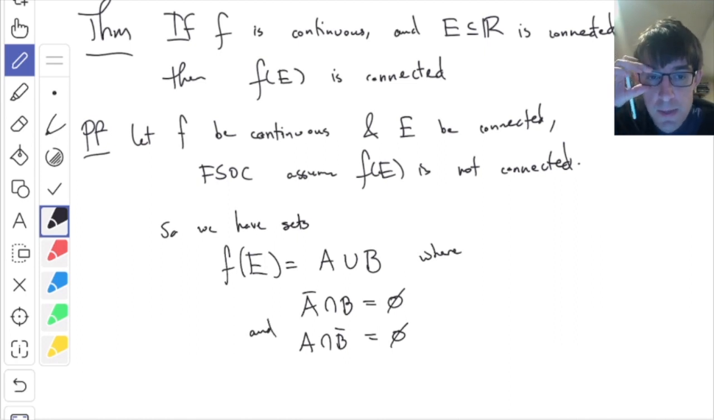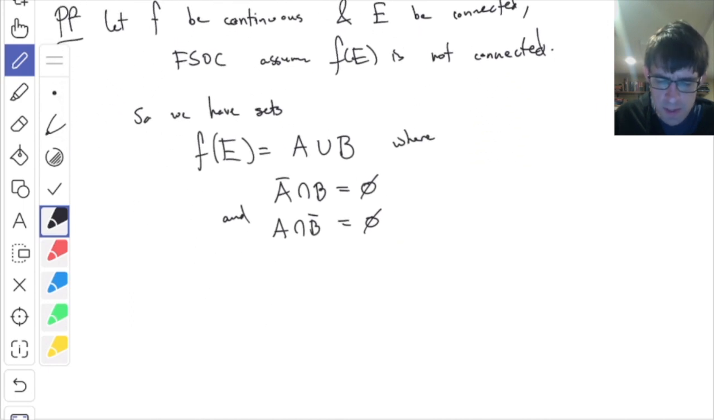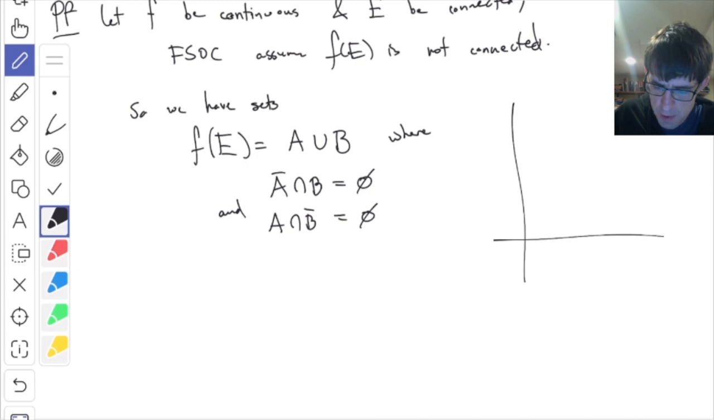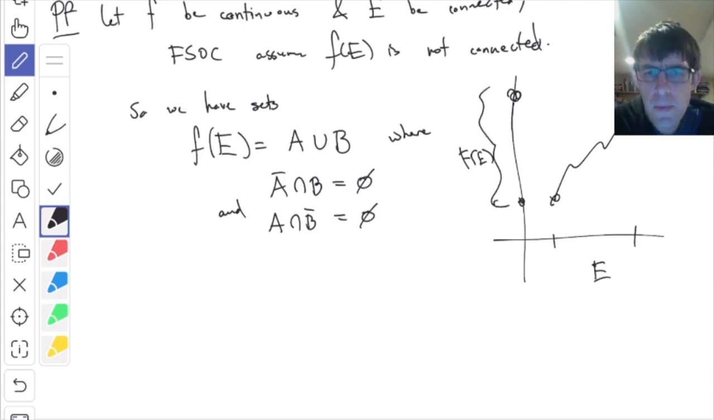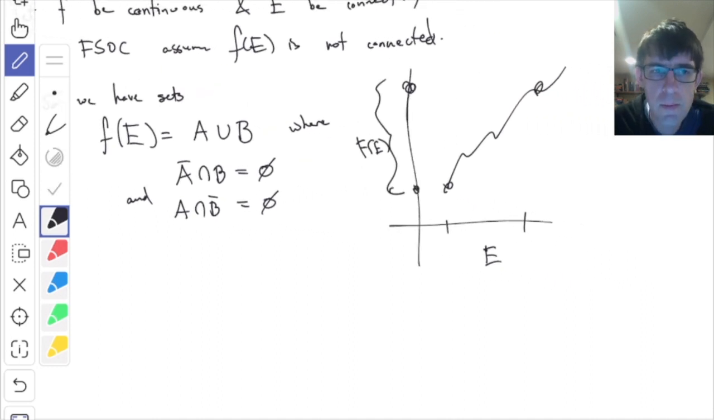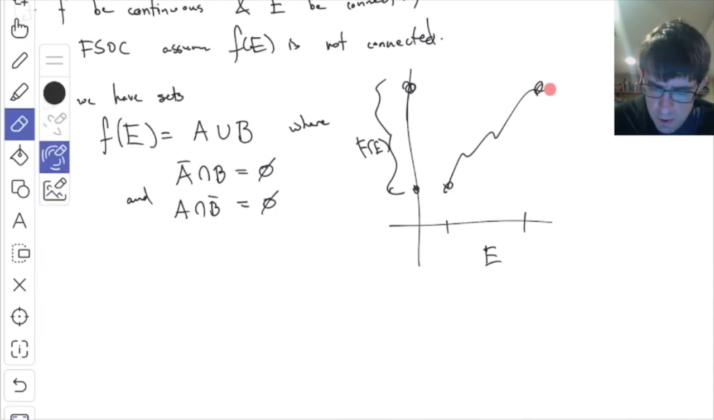It means you can write the whole set as A union B, where these things are true. Closure of A intersect B is empty. A intersect closure of B is empty. All right, what this means, if you could try and represent this on a picture, you have your set E down here, right? And then the function, it does some stuff here. And then f of E would be, according to this picture, this stuff here, right? All of this. Sorry, it's under my beautiful head.